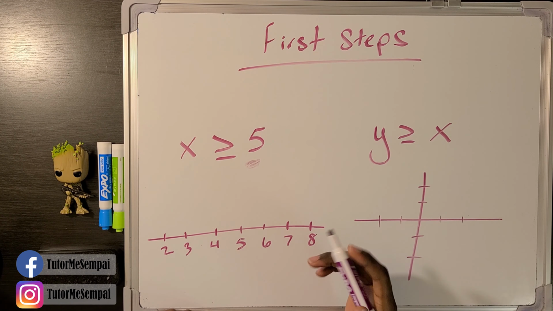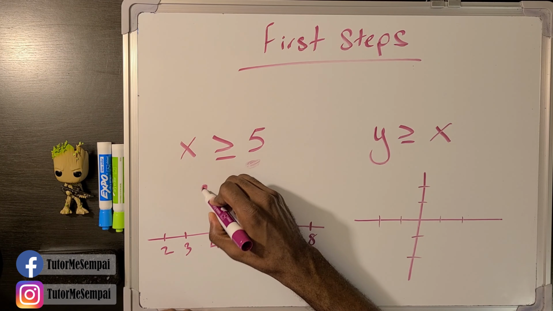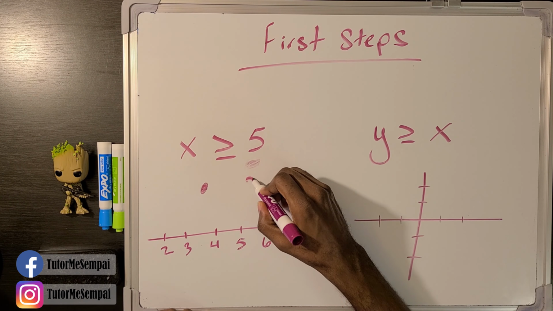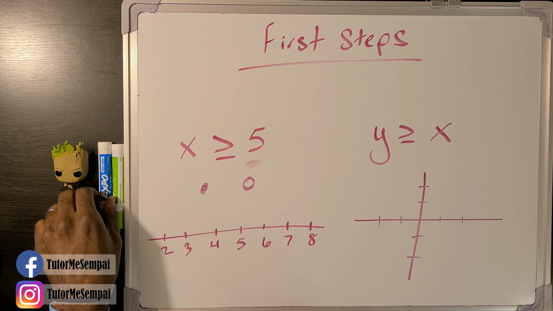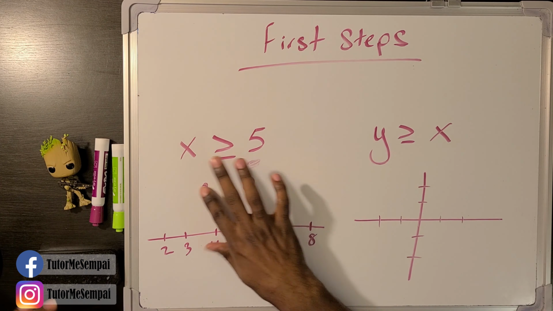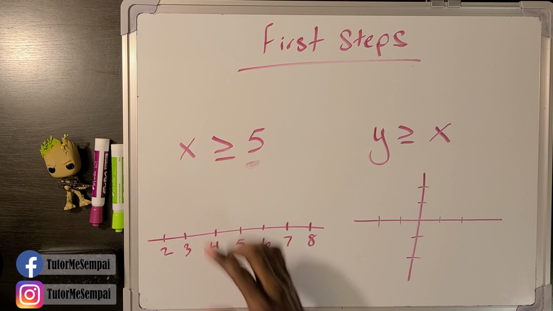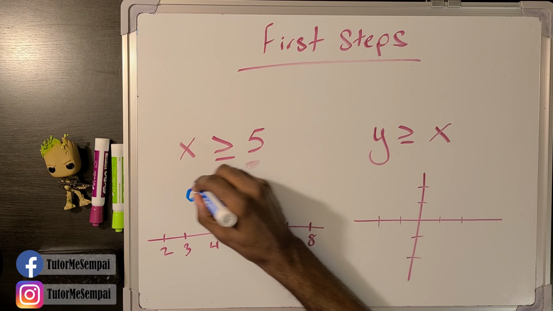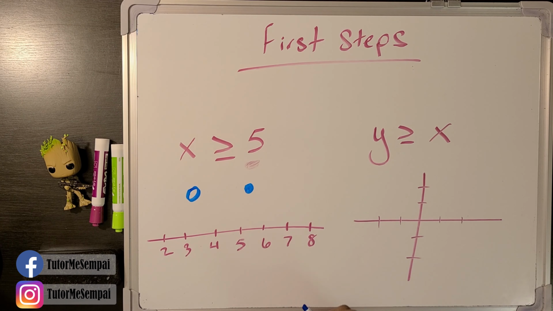The reason being, we need to know if we are going to have a filled in circle or an open circle. And I'm going to put this in different colors just so we don't get too confused. So let's say blue here. We need to know, are we going to have an open circle or a closed circle? Let's put it that way. An open circle means that 5 is not included. A closed circle means 5 is included.